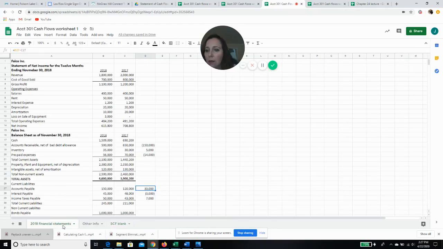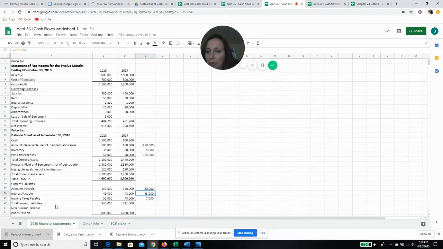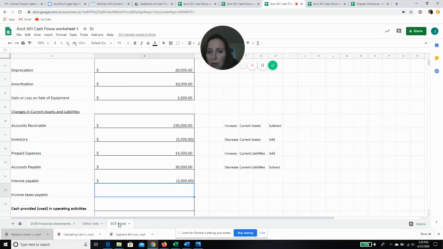Then my interest payable decreased $3,000. So I go over here. If a current liability decreases, I'm going to subtract. So I'll subtract $3,000. And my income taxes payable increased $7,000 year over year. If I increase my current liabilities, I'm going to add. So I'm going to add $7,000.